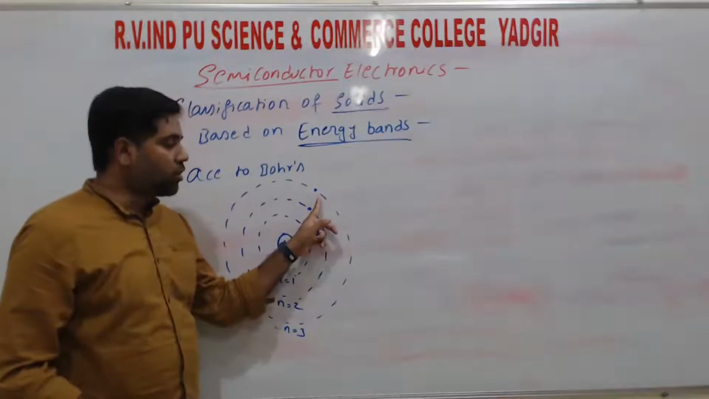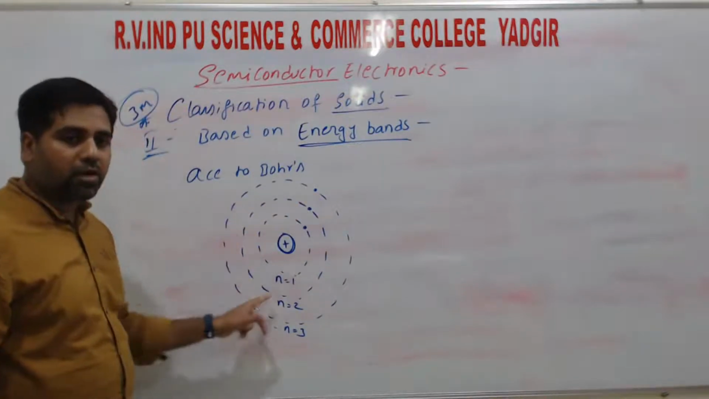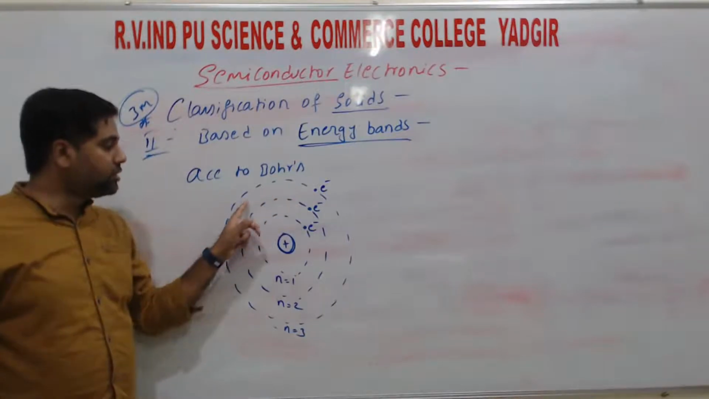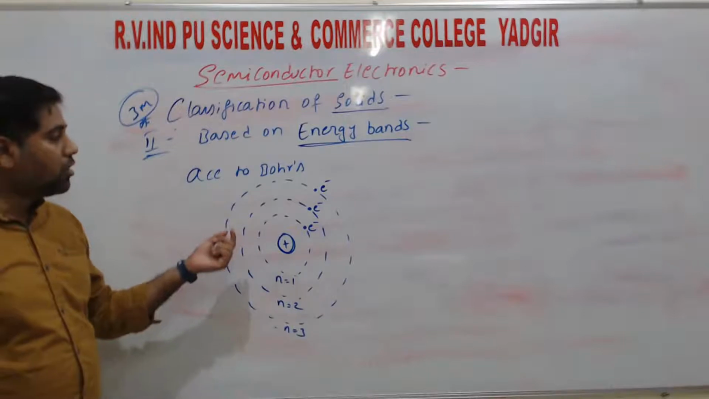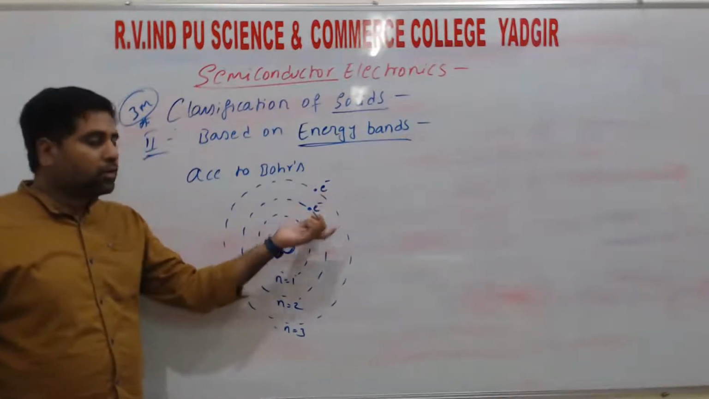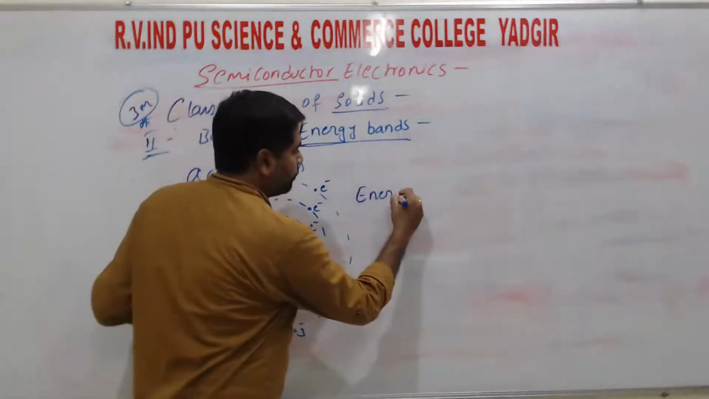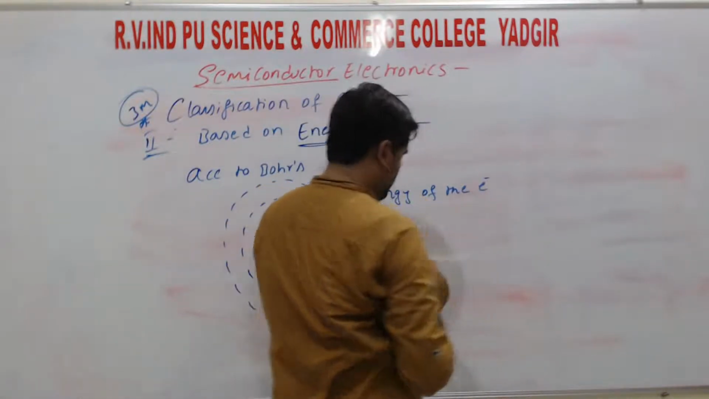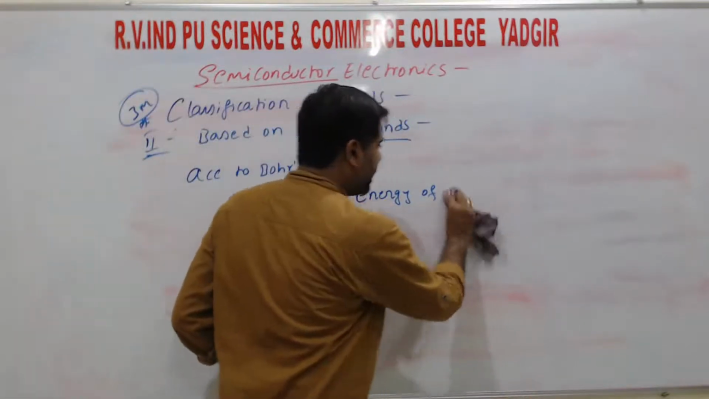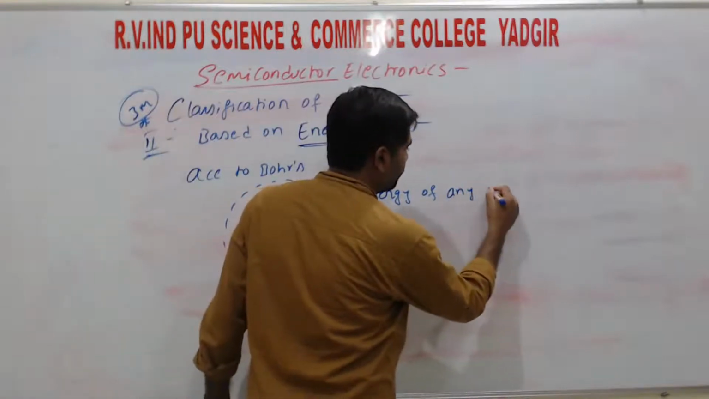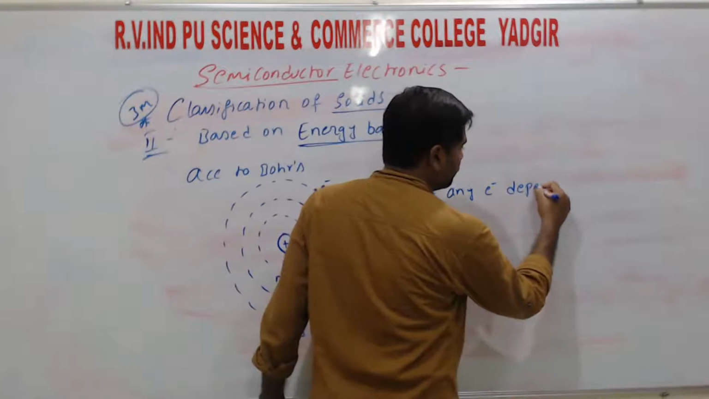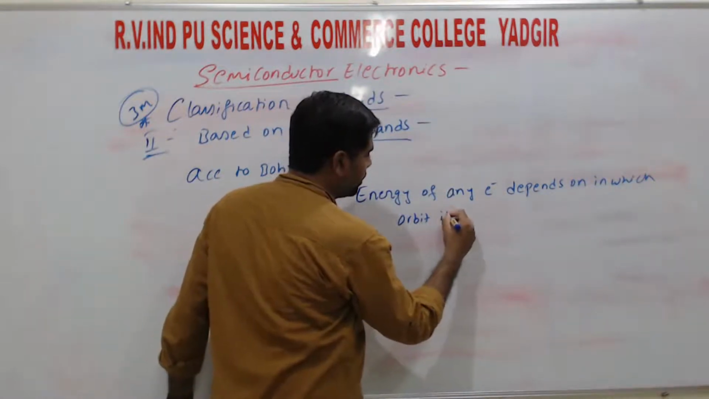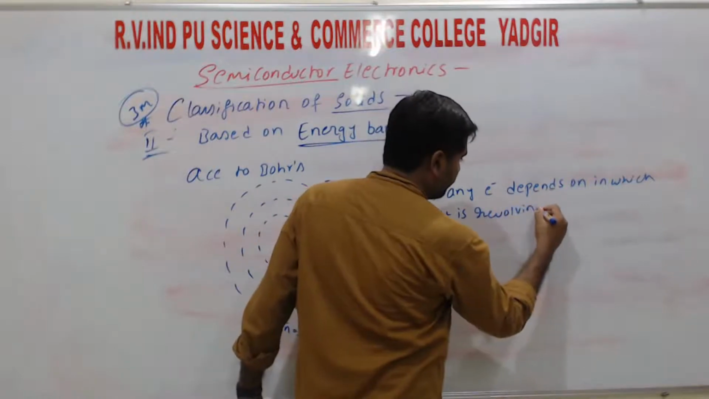So the energy of the electron which revolves around the nucleus depends on which orbit it is revolving in. The energy of any electron depends on in which orbit it is revolving, right?